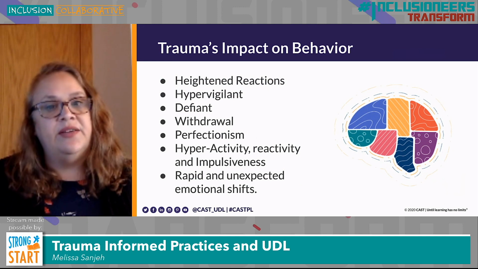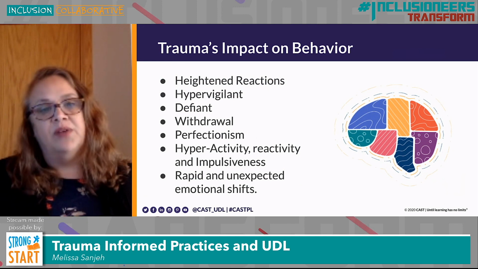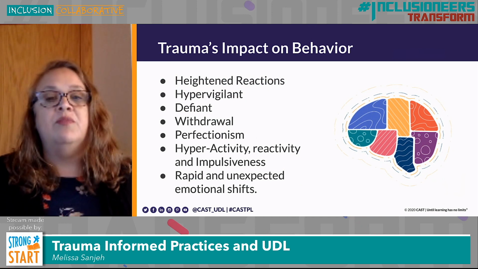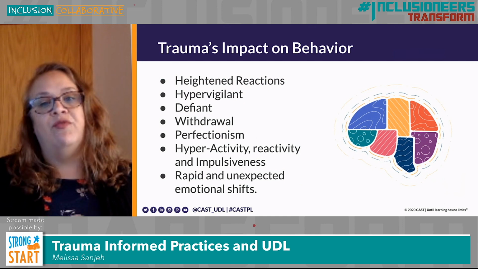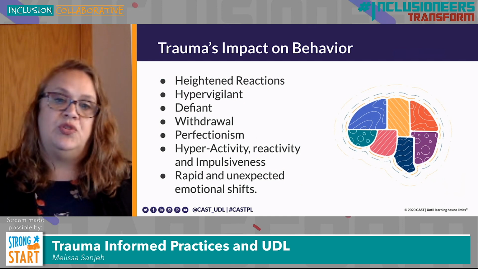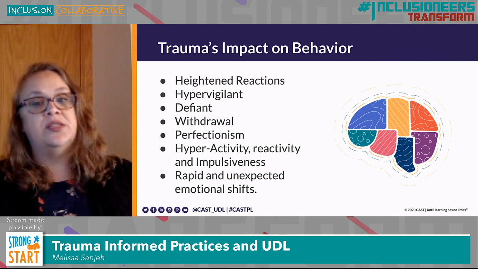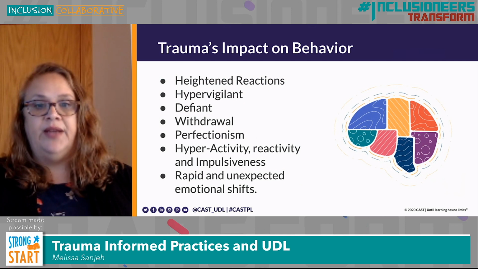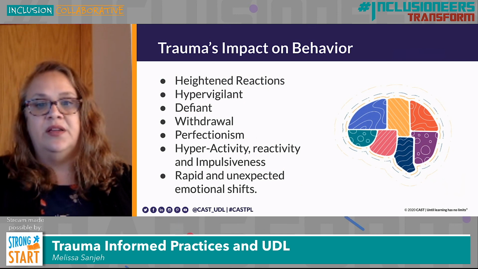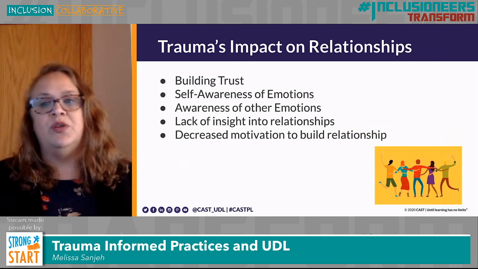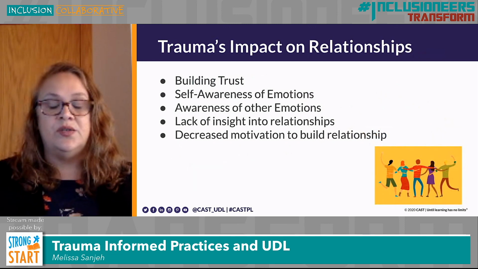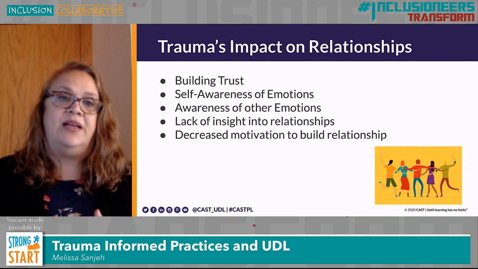And then hyperactivity, reactivity, and impulsiveness tend to be characteristics of students who have been impacted by trauma, and they have rapid and unexpected emotional shifts because of those changes that have happened to their brain and some of the things that have happened in their lives. Because of these things, it also has an impact on relationships. So it's harder for students to build trust with other people if they've been impacted by trauma.